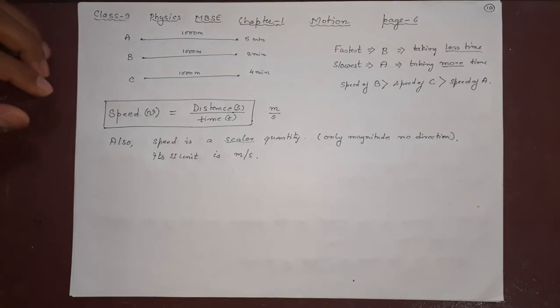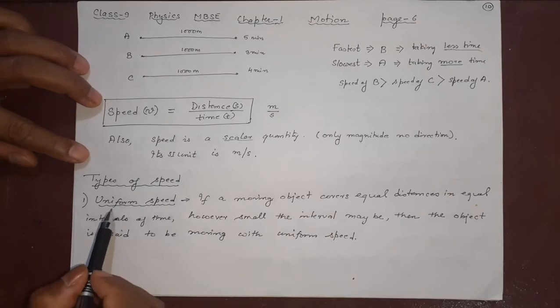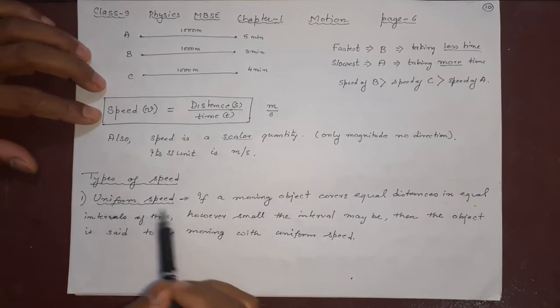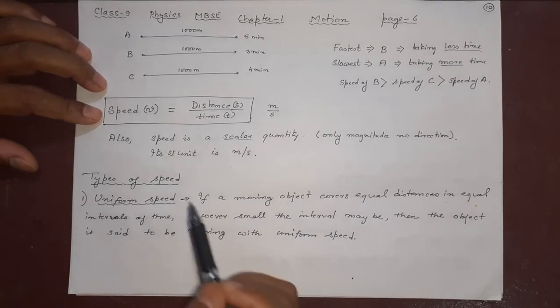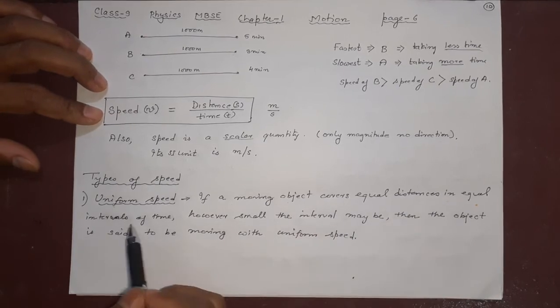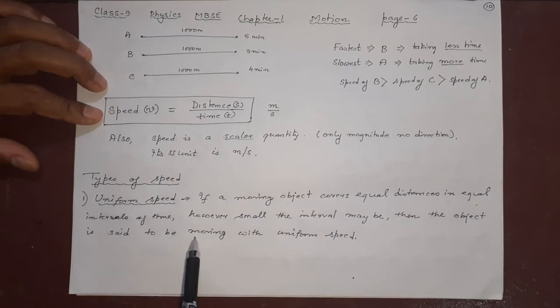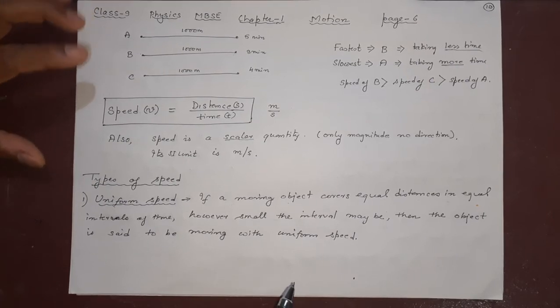Now we come to types of speed. What are the types of speed? First is uniform speed. What is uniform speed? You already did this in uniform motion also. Any object which covers equal distances in equal intervals of time, however small the intervals may be, is said to be moving with uniform speed. The earlier examples can be taken.